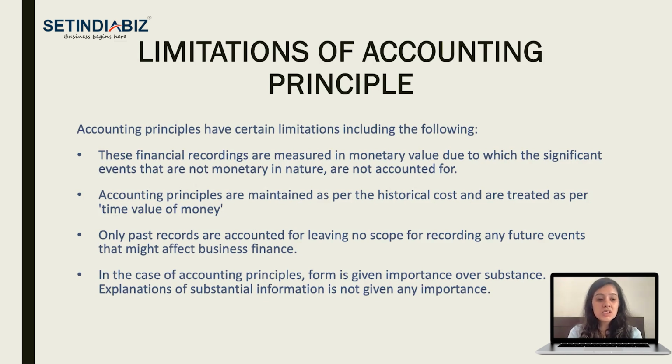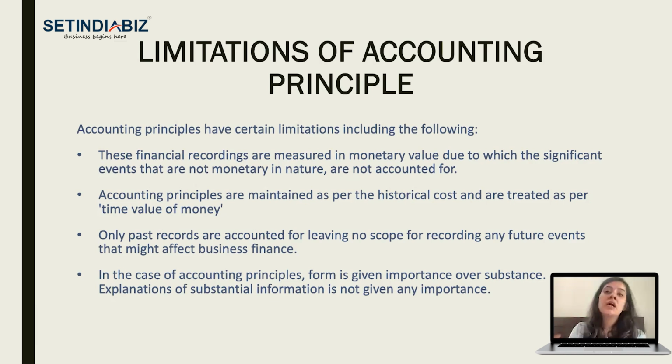And the last, in the case of accounting principles, form is given importance over substance. Explanations of substantial information is not given any importance. So accounting principle says that the main form is given importance over the substance. The main explanations are not given any importance, right? We are just recording the transaction. What is the idea? What are the explanations?